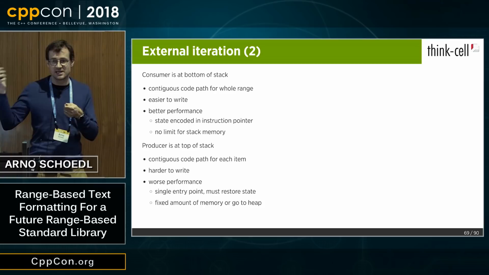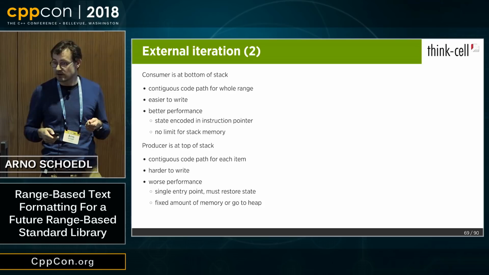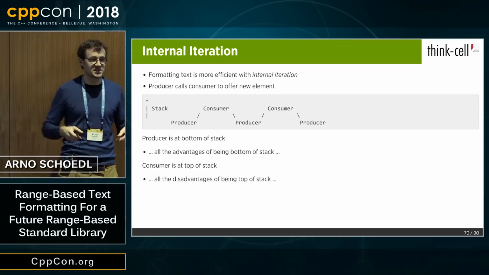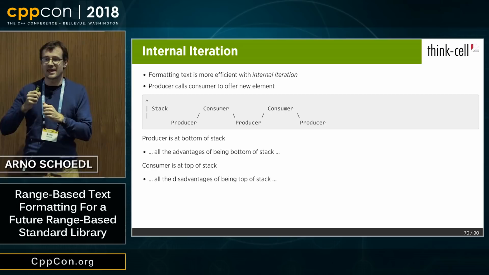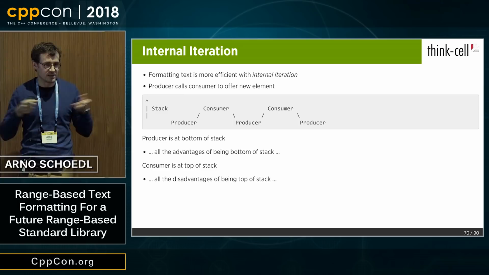What are the alternatives? Well, if there's external iteration, then there's also internal iteration. Internal iteration just takes this whole thing and turns it upside down. So now you have a producer running at the bottom of the stack and calling into the consumer whenever a character is ready. And then the producer has all the advantages of being at the bottom of the stack. It's fast, it's easy to write. The consumer now has the trouble.